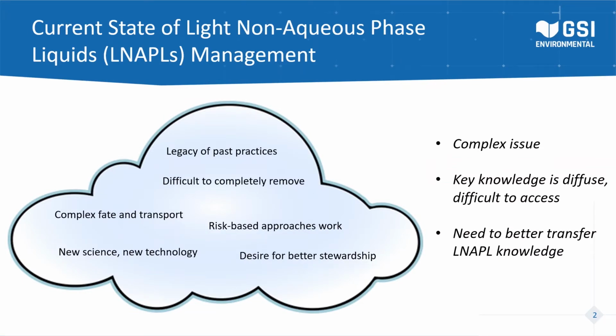So what is the current state of LNAPL management? Well, the environmental remediation community has been working on this problem a long time. Some of the key concepts are that almost all the sites we work on are the legacy of past practices. We can get some of the LNAPL out, but it's very difficult to completely remove all of it. The LNAPL fate and transport is complex, but there are risk-based approaches for managing the LNAPL that seem to work really well. There's been recently some new science and new technology that give us great insights on how the LNAPL behaves in the subsurface, but there's always been this desire for better stewardship.